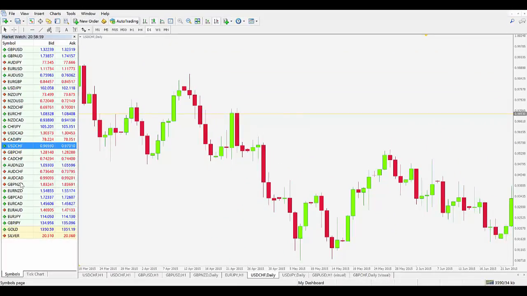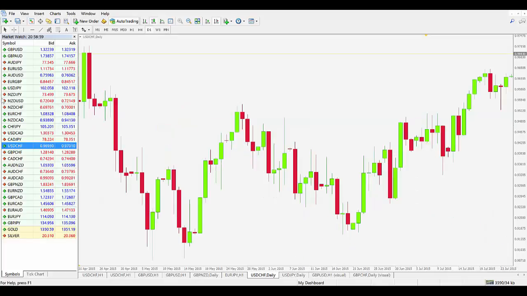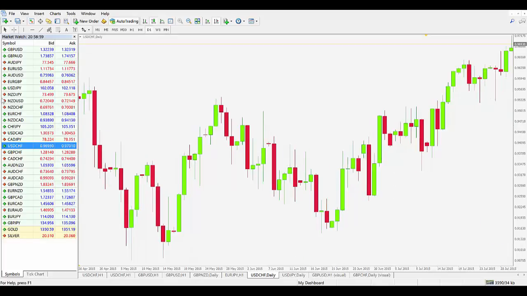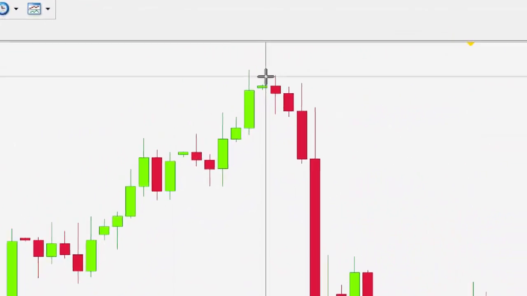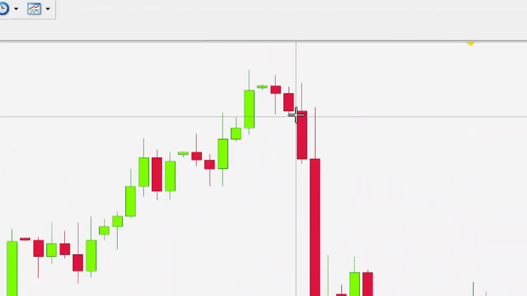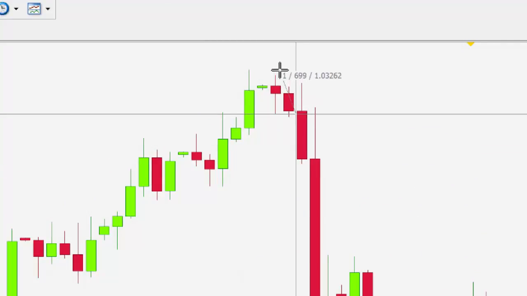Okay, let's look for some bearish opportunities. There's one up there. So entry would have been there, right? Stop loss would have been there. Price never tested that, and it just collapsed. Clean trade.